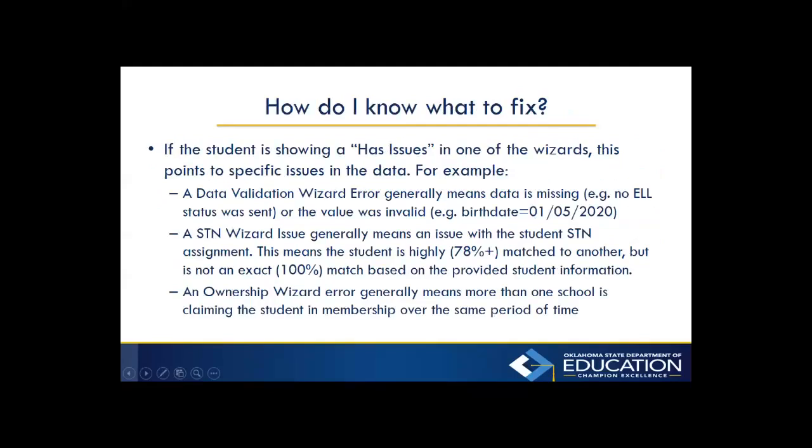Okay, so a couple quick fixes that can be done. If a student is showing they have an issue on the wizard, this points to a specific issue in the data. So a couple examples that we have seen is that generally the data is missing. So EL information was never entered or it wasn't sent, and so that would need to be put in correctly. Or a birth date could be really off, saying they were born in 2020. Well, if they're in 4th grade, that's probably not the case. So you're going to want to go in there and correct that.